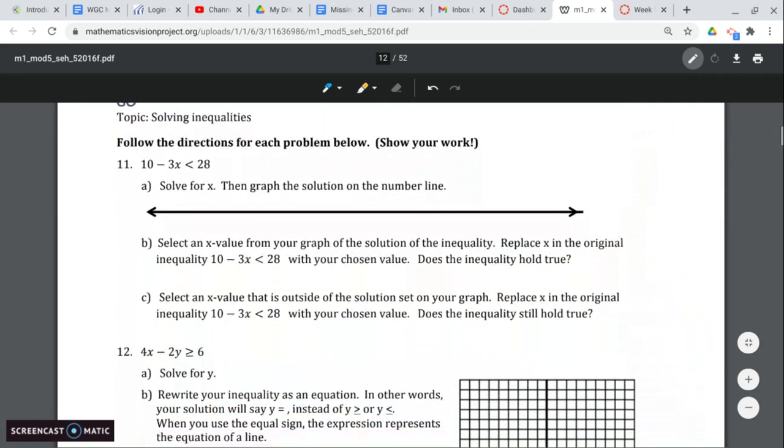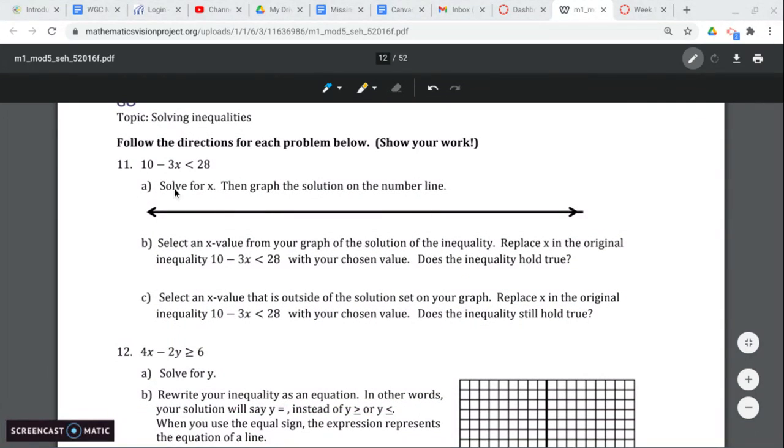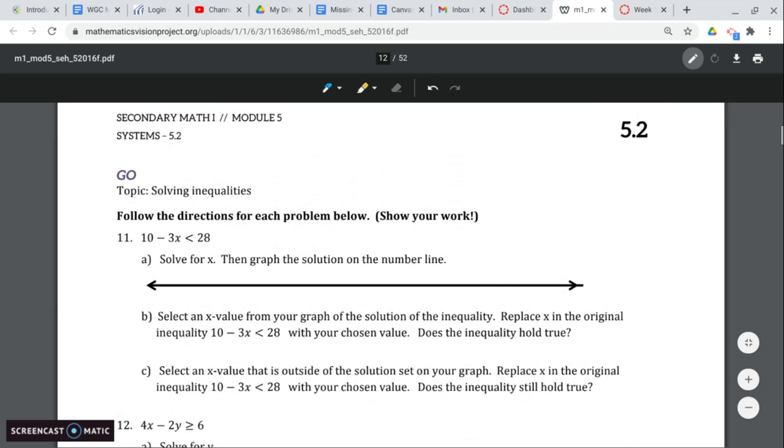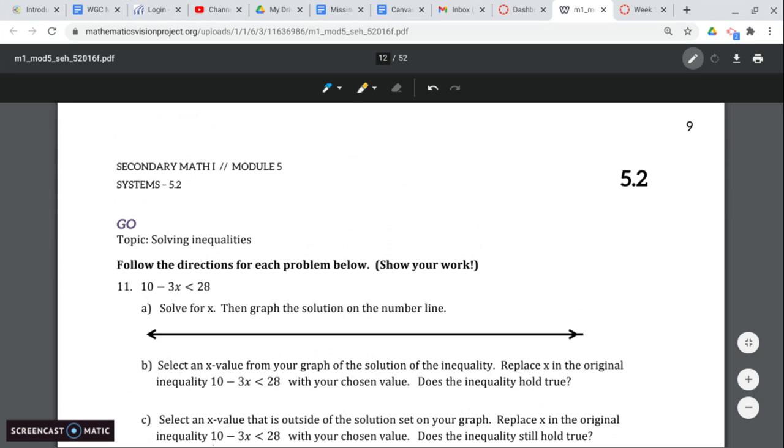All right, the last part, solving inequalities. For part A, first we need to solve for x and then we need to graph it. So make sure you do both parts. So we have 10 minus 3x is less than 28. We're going to solve this the same way we would if we were dealing with a plain old linear equation instead of an inequality.